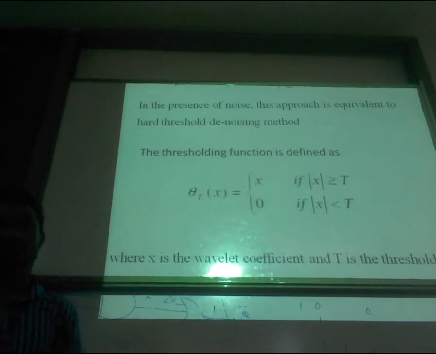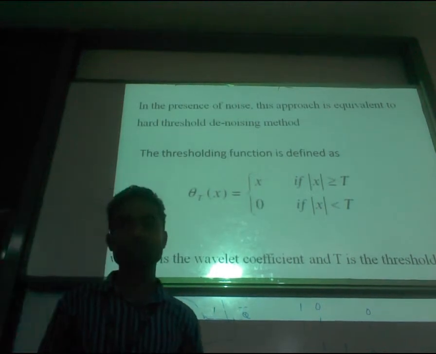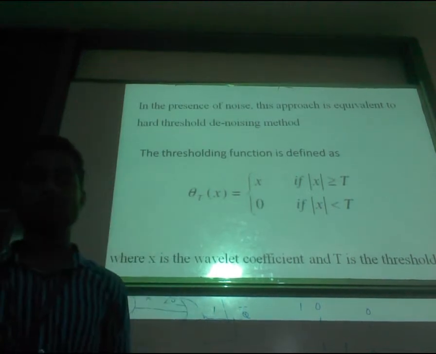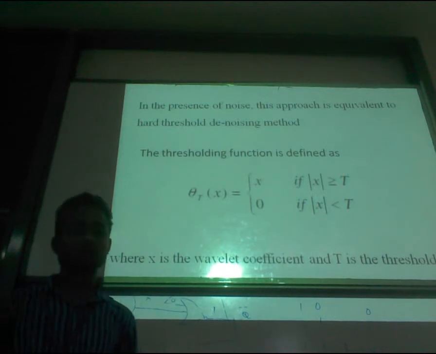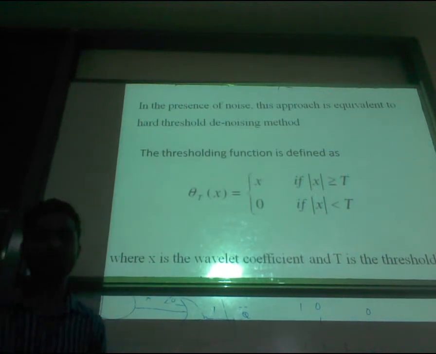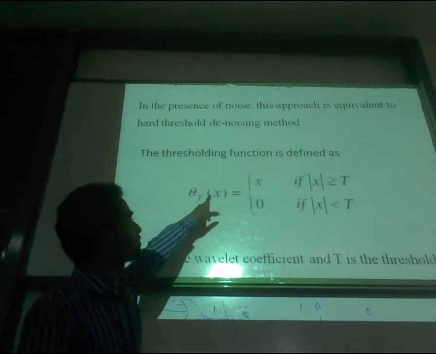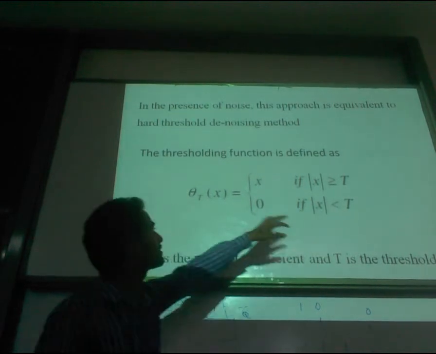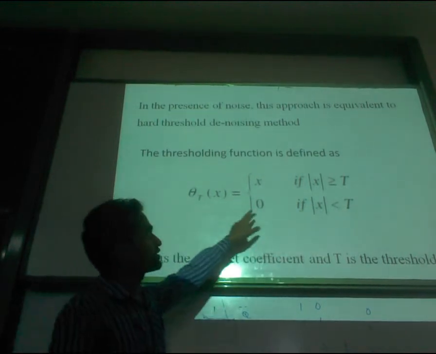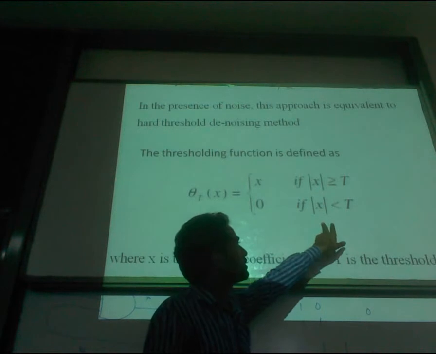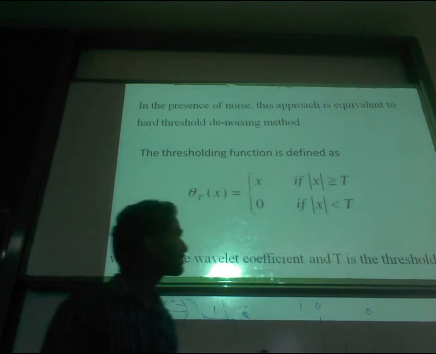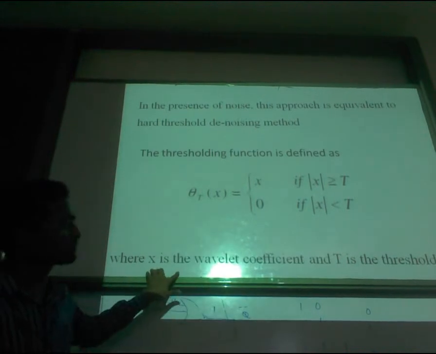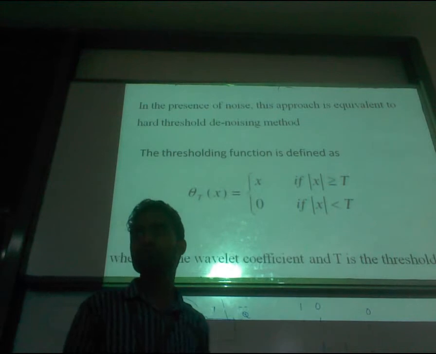In the presence of noise, this approach is equivalent to the hard threshold denoising method. The thresholding function is defined as theta t of x is equal to x if mod of x is greater than or equal to t, and theta t of x is equal to 0 if mod of x is less than t, where x is the wavelet coefficient and t is the threshold value.